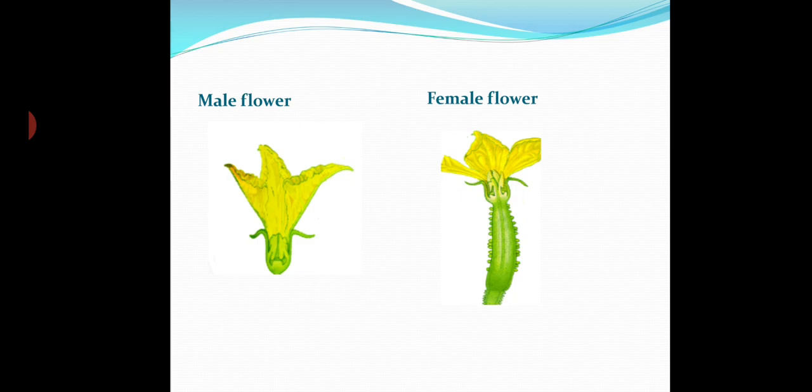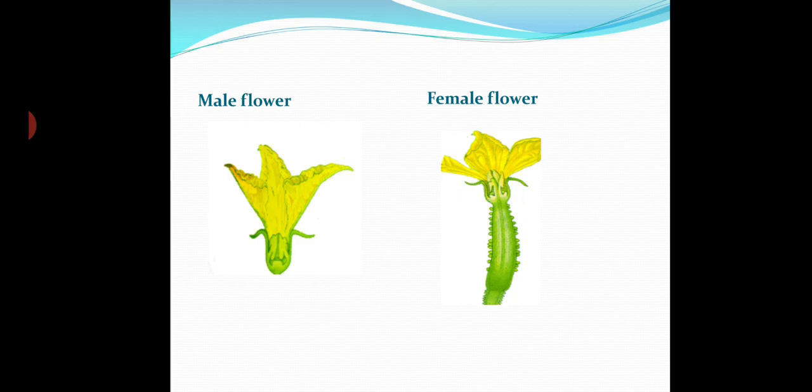Here we can see the cross section of female and male flower, and from this picture itself we can see the difference. In male flower, only male reproductive whorl is present and the female reproductive whorl is absent. And the second one is female flower. In the female flower, the female reproductive whorl gynoecium would be there, but androecium would be absent.